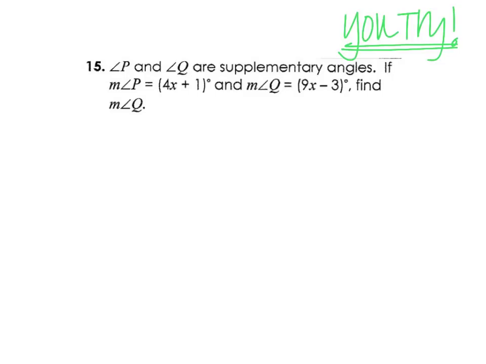I want you to try to do number 15 on your own. So P and Q are supplementary angles. What does it mean if two angles are supplementary? If they give you the measure of angle P and the measure of angle Q, first solve for x and then go back and make sure you find the measure of angle Q. So go ahead and try this on your own. When you come back, I'll have the answer written on your screen and we'll go through it together. So go ahead and pause your video now.